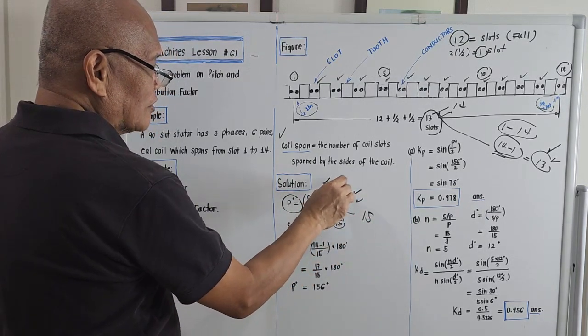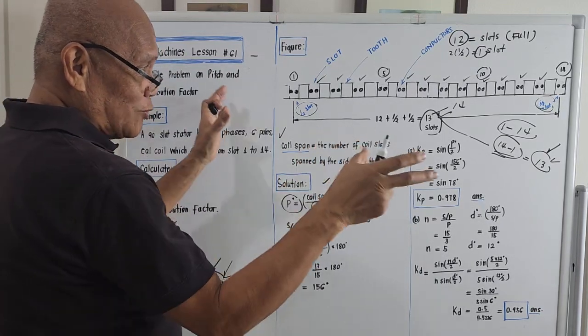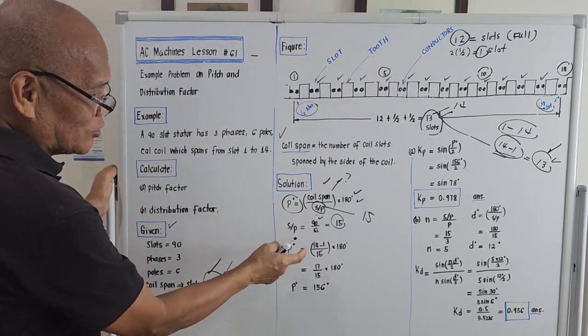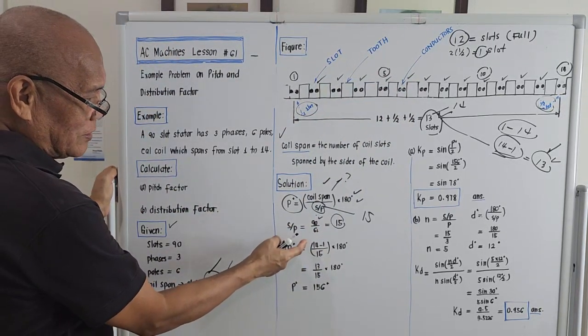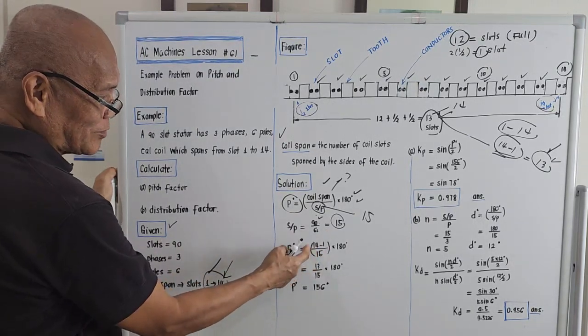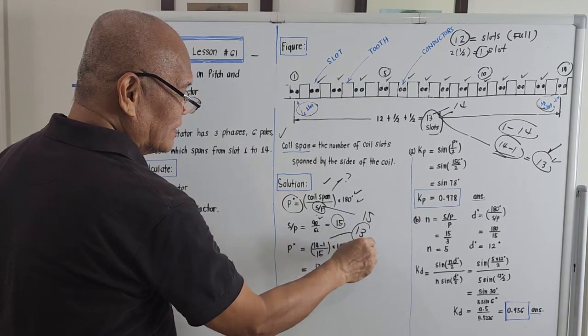The problem here is the coil span. What will be the value of the coil span? The coil span is the one we illustrated here. It should be 13 slots. This is the general formula: if the coil span is 1 to 14, it should be 14 minus 1, which is 13. Right? This is 13.